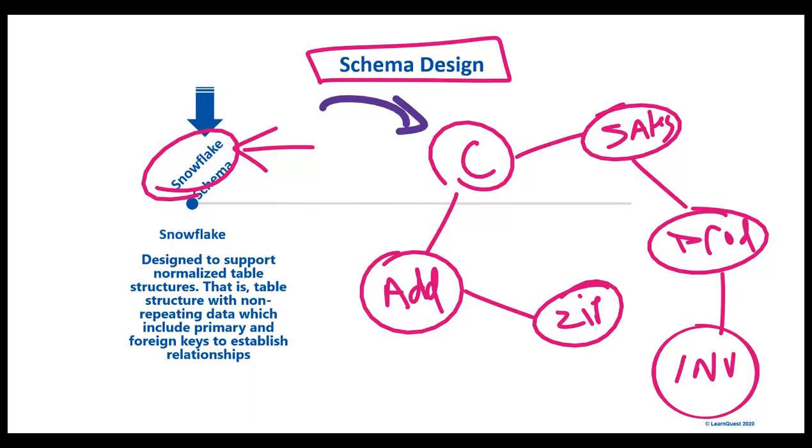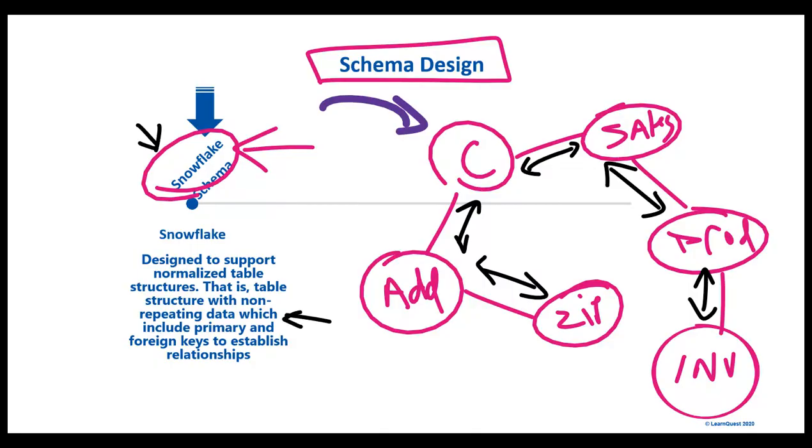So snowflake schema is essentially designed to support normalized table structures, where the data in the customer table only holds customer data. Address table only holds address data, and the zip codes table only holds zip codes data, and so on. And the tables are related to one another via primary and foreign keys. Essentially, the customer will have a customer ID, address will have an address ID and a customer ID, and zip codes will have a zip code ID and an address ID, and so on. The relationships are established between the tables by the use of primary and foreign keys with essentially data that is not repeating. That's the snowflake schema.